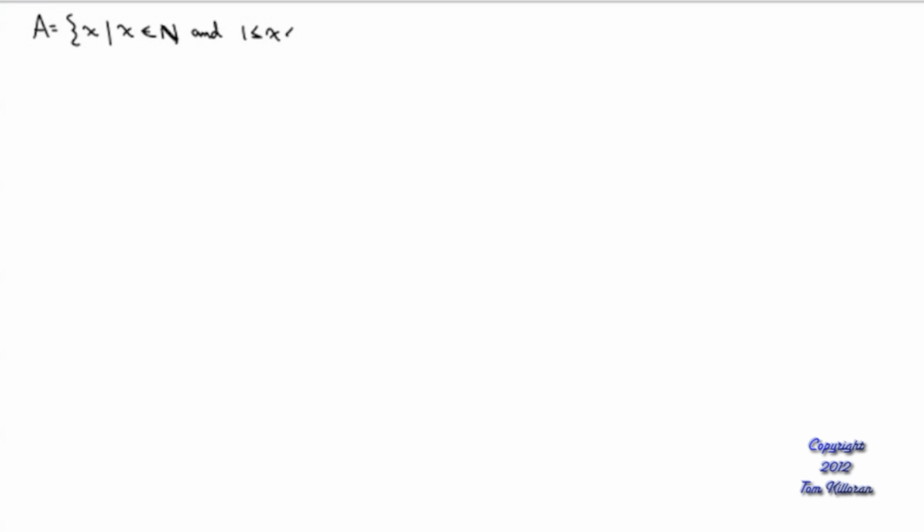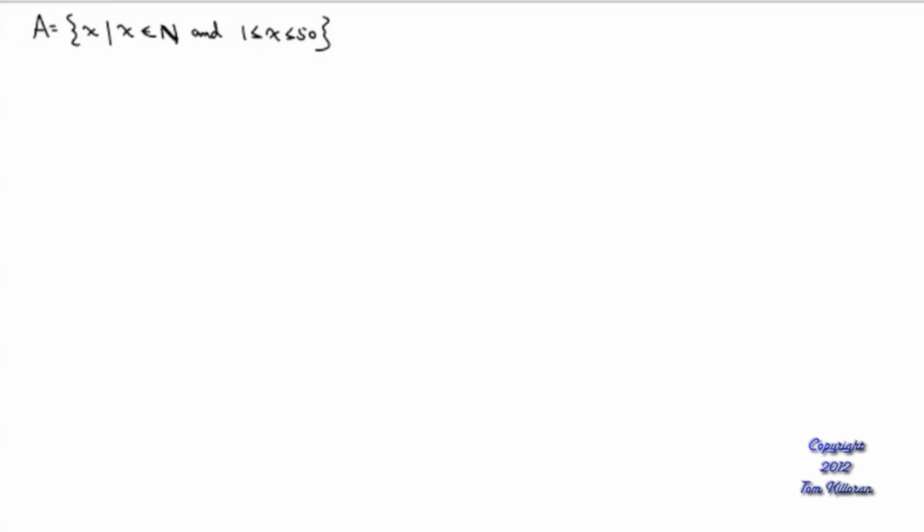Or you could put it in words too. Set of X. It's a natural number and X is between 1 and 50. I prefer this way because it's shorter. It's condensed. I don't say X too many times, but this is the way the book does it. I don't care which way you do it.